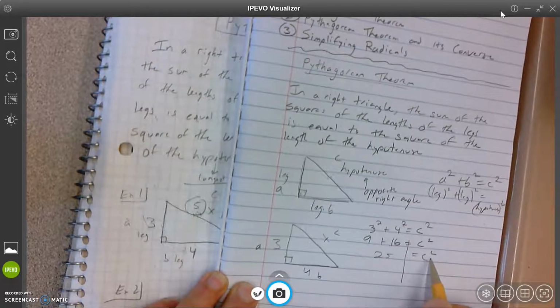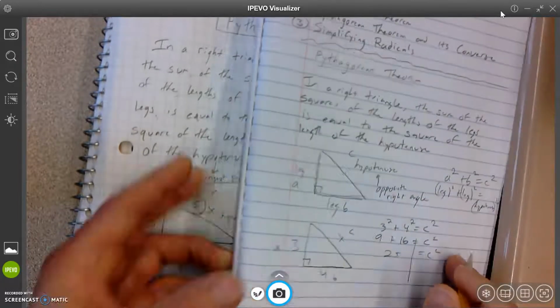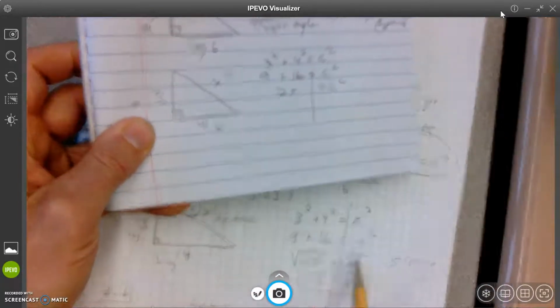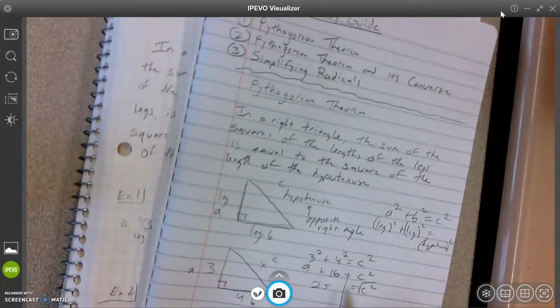C squared. What's the opposite of squaring? Oh, square root. Okay, I remember that. I had to look at my notes. Okay, that's okay. You can look at your notes. That's what they're there for. Now I remember, now it's square root, okay.